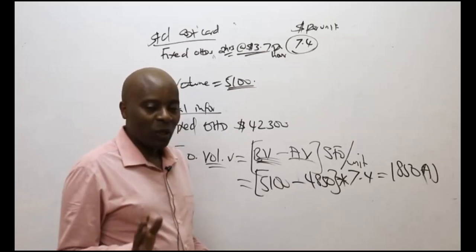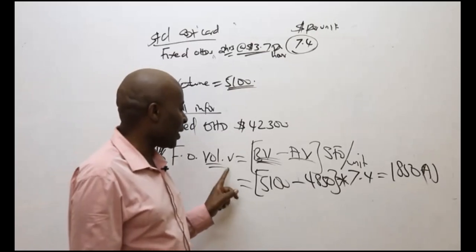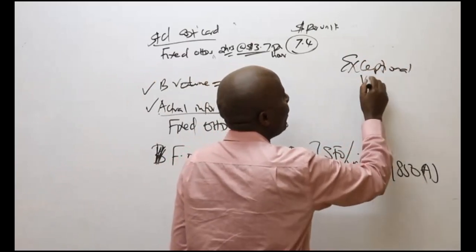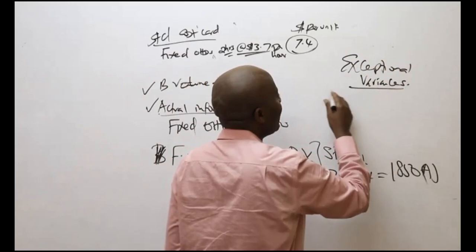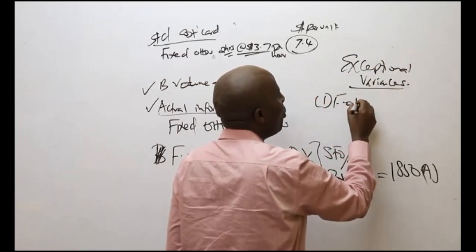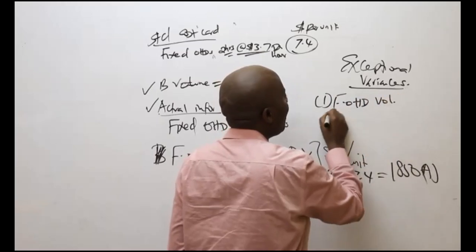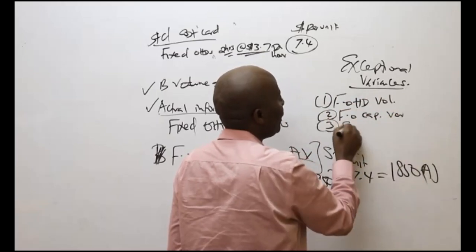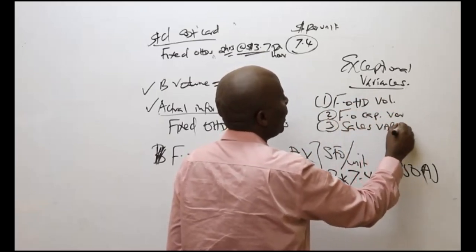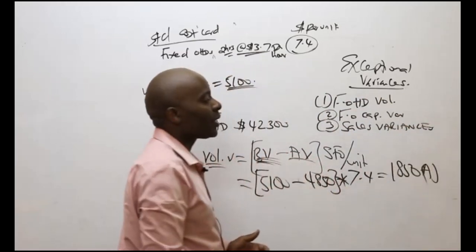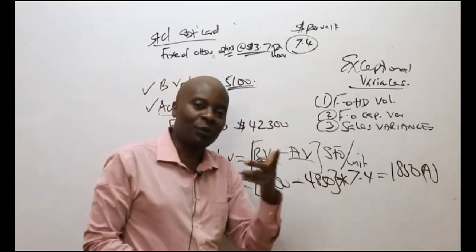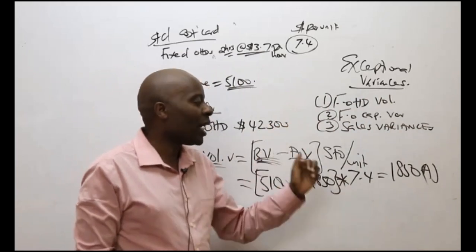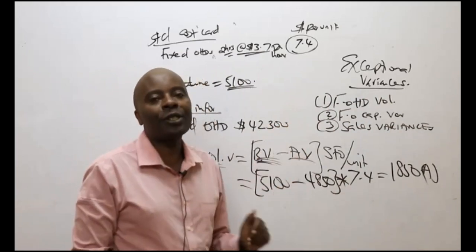That is wrong. Why? Because fixed overhead volume variance is an exceptional variance. If you can remember the exceptional variances, we have number one, fixed overhead volume. Number two, we have fixed overhead capacity variance. And then number three, we have all sales variances. They are exceptional. Being exceptional doesn't make them hard to compute. Exceptional means that whenever we get them as positive, we interpret them in the opposite way.